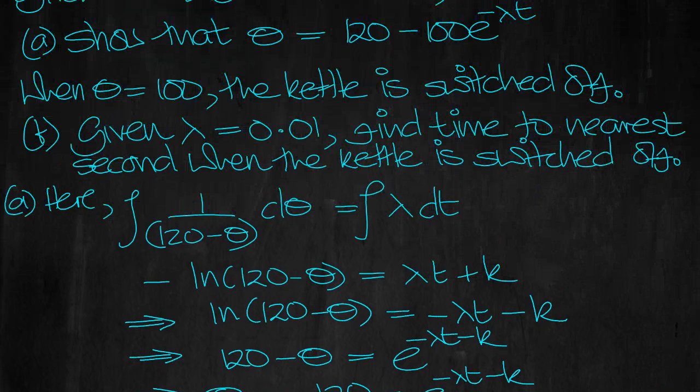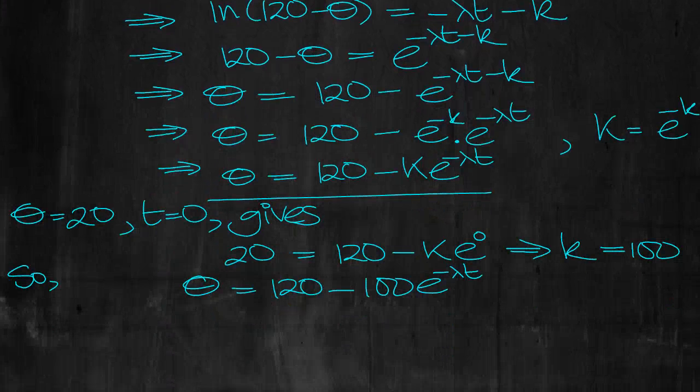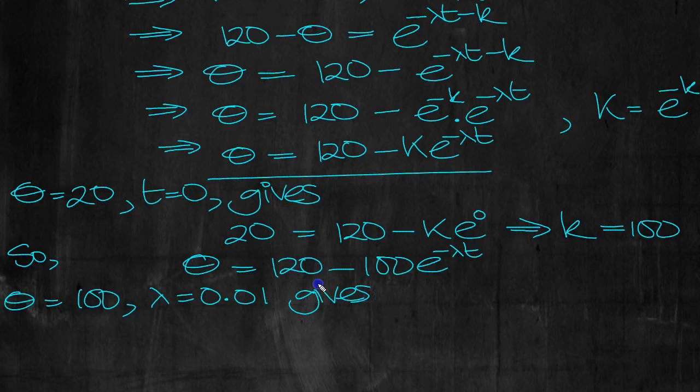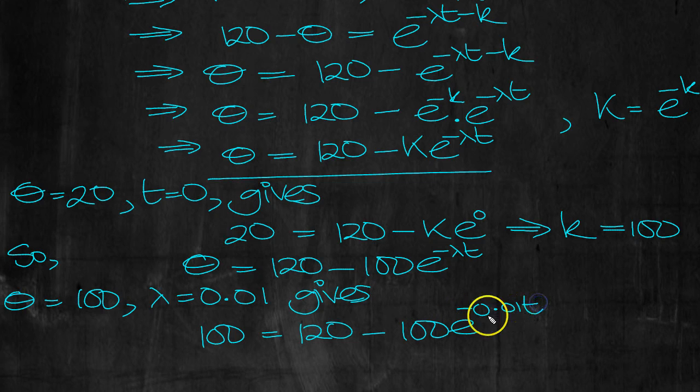which is what we wanted to show here. When theta equals 100, the kettle is switched off. Given lambda equals 0.01, find the time to the nearest second when the kettle is switched off. Theta is equal to 100 then, and lambda is equal to 0.01, gives, so 100 equals 120 minus 100 e to the minus 0.01 t.